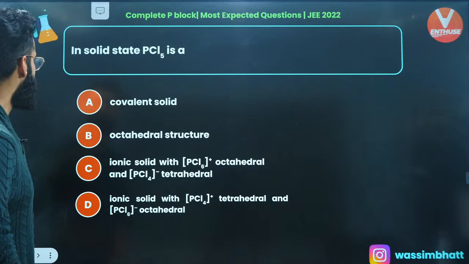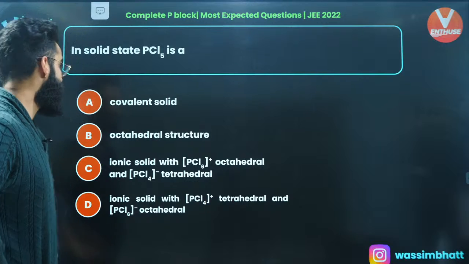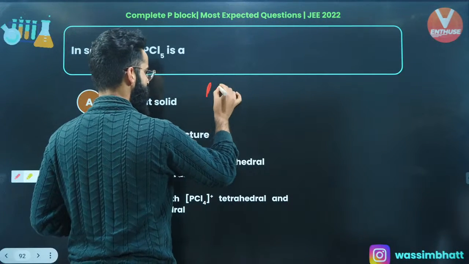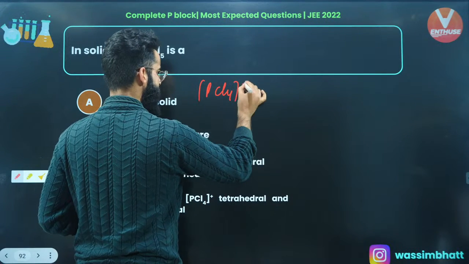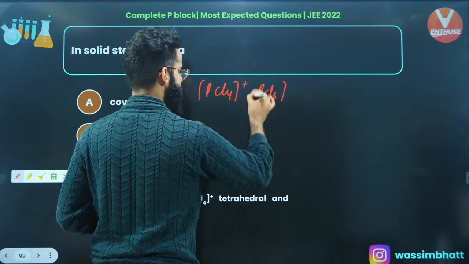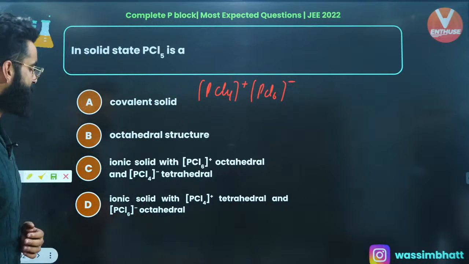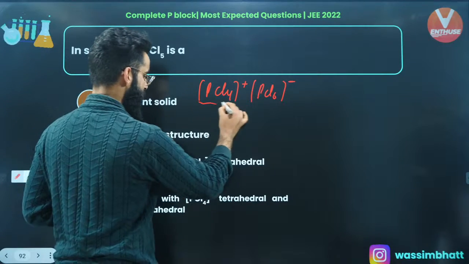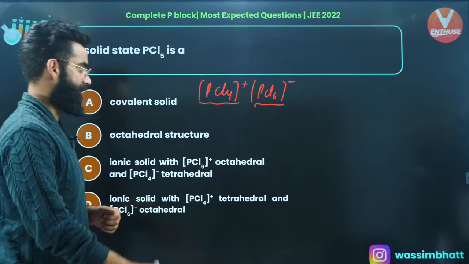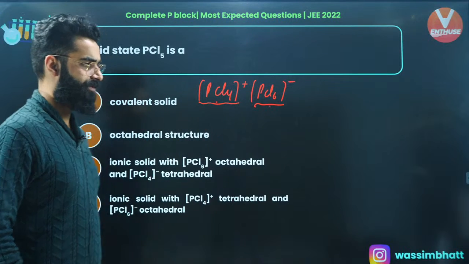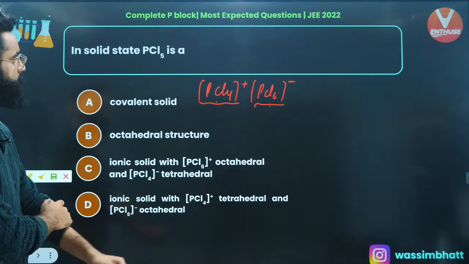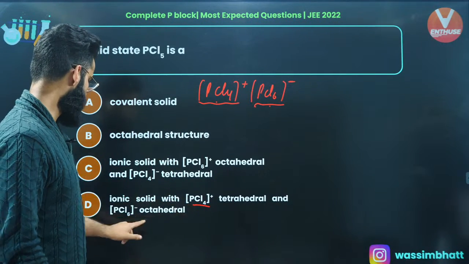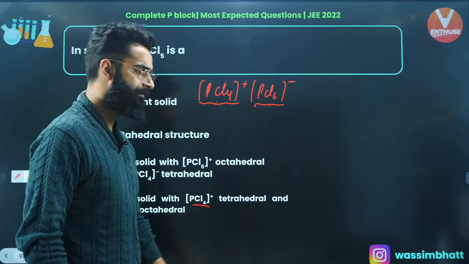In solid state, PCl5 is, first of all, an ionic solid which exists in the form of PCl4 positive and PCl6 negative, right? So this is how PCl5 exists in the solid form. This part, PCl4 positive, is tetrahedral and this part, PCl6 negative, is octahedral. So look at all these options. Where do you see PCl4 positive, PCl6 negative? Option D is the one which is correct, right?